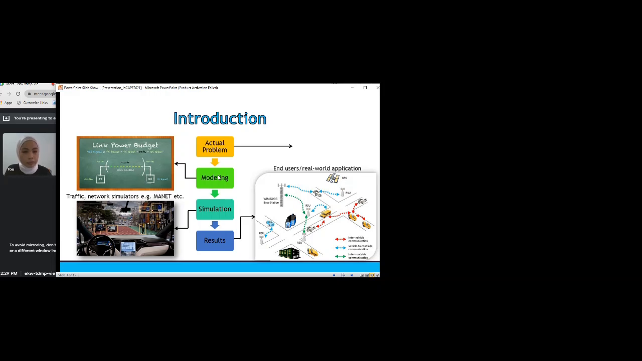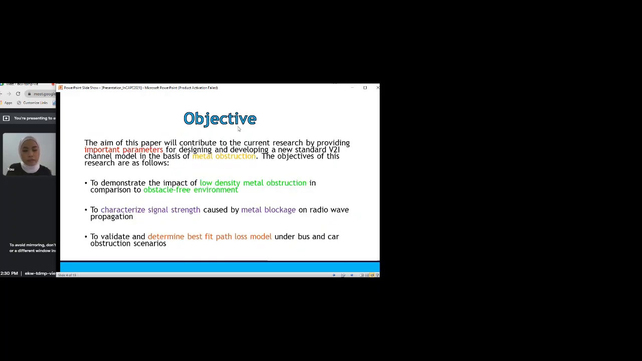environment. So what this paper aims to do is investigate and study the effects of as tiny as a metal obstruction object on the road on the signal strength propagation, or the radio wave propagation. So this is our objective, which is we demonstrate the low metal density impact of obstruction in comparison to an obstacle-free environment. Then we characterize signal strength caused by metal blockage, and we will determine the best fit path loss models under bus and car obstruction.